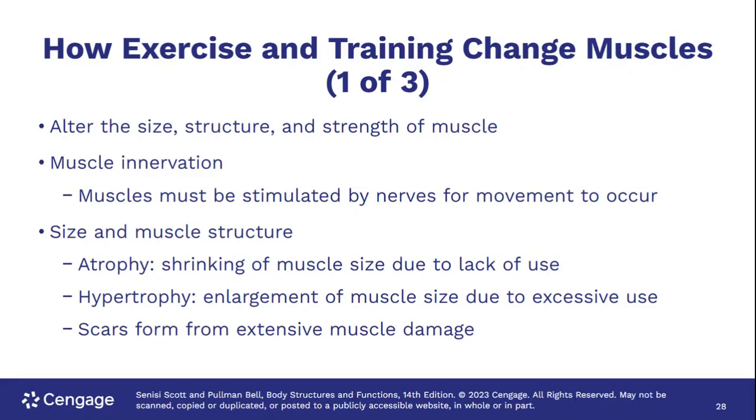Atrophy is the shrinking of muscle size due to lack of use. Hypertrophy is enlargement of the muscle size due to excessive use. If you overwork your muscles, you can get tears, you can develop scar tissue, and that can cause muscle damage. If it gets severe, it can limit the movement of the muscle because it's scar tissue.